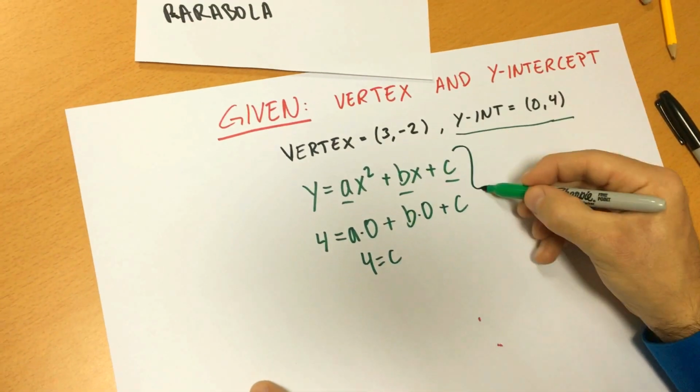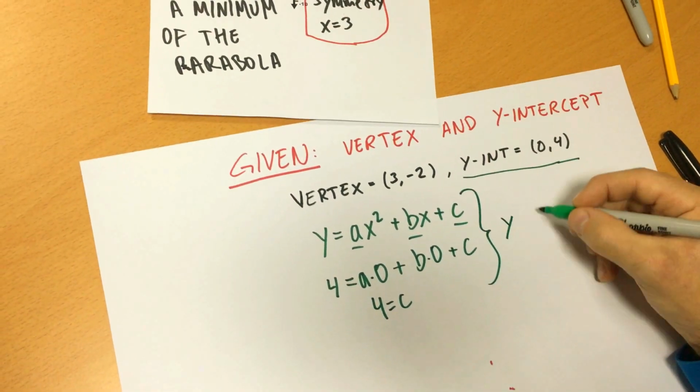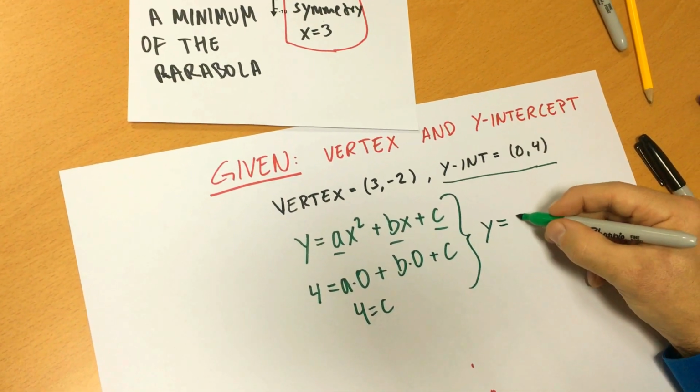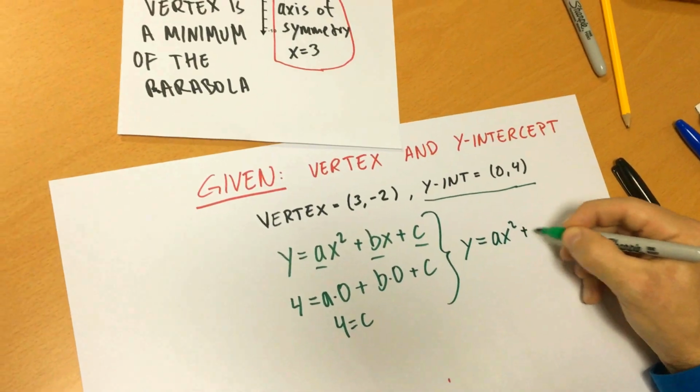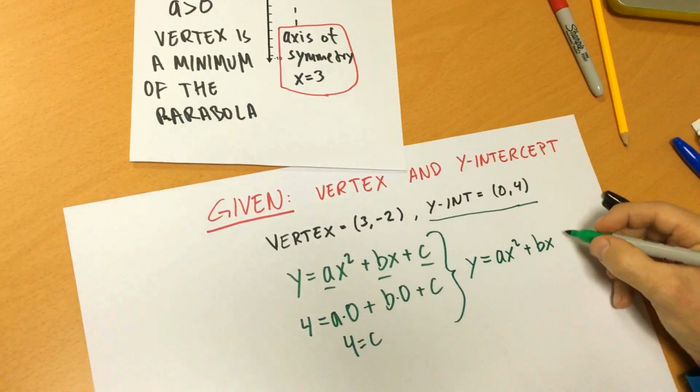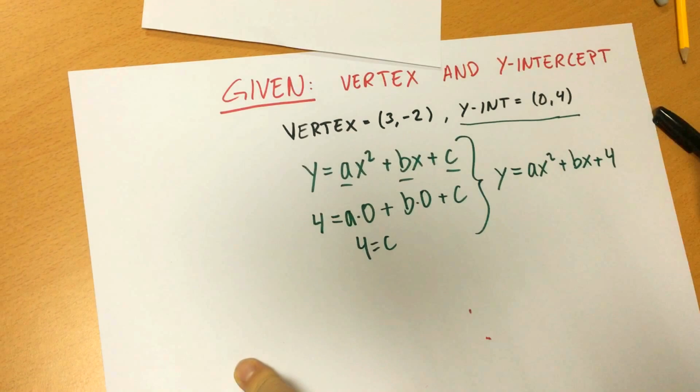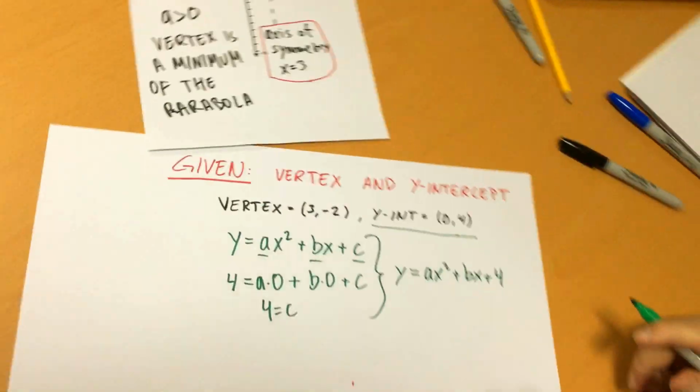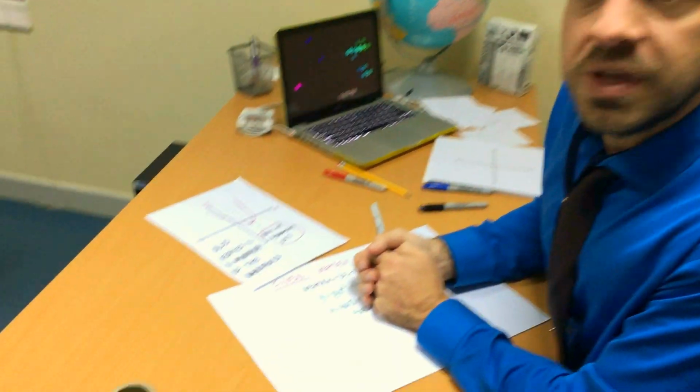Okay, so here I know that y is equal to ax squared plus bx plus 4, because I know that my c is now equal to 4. Remains to find a and b. I'm still not done. But I knew what the vertex was. And the equation for the vertex is negative b over 2a. And that's equal to 3 in our case.